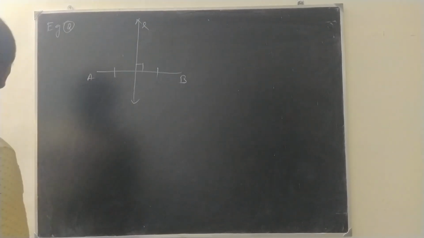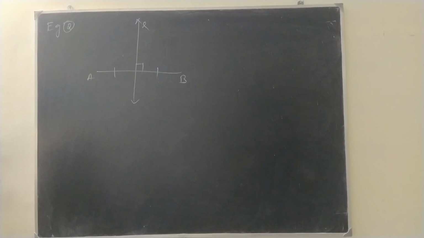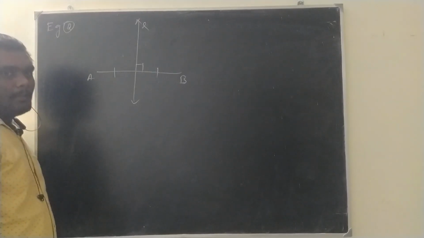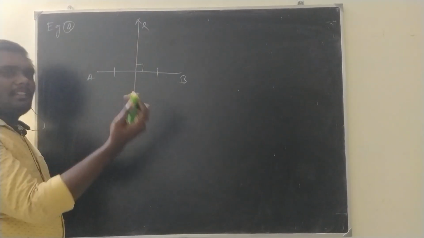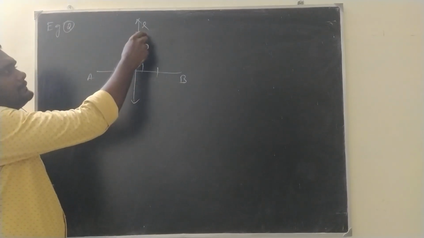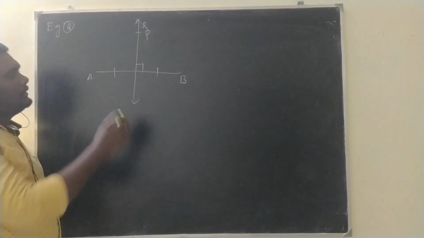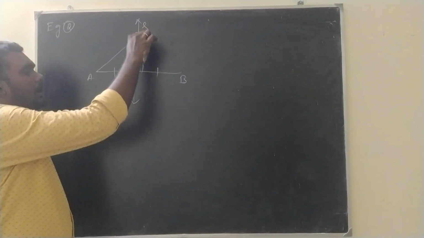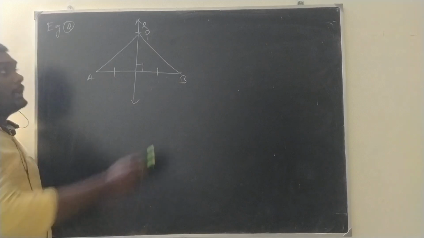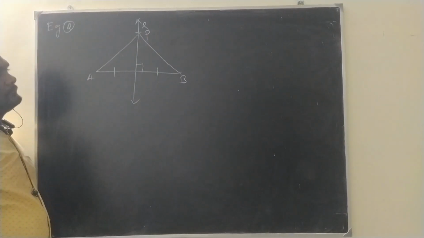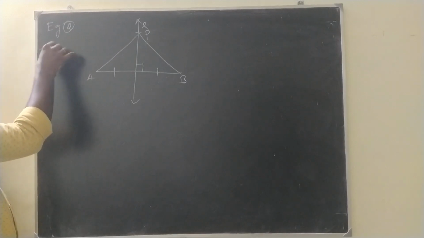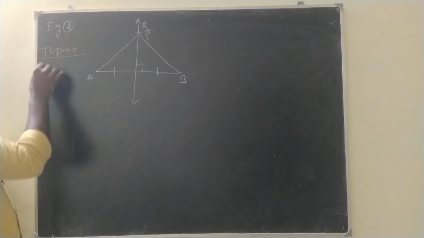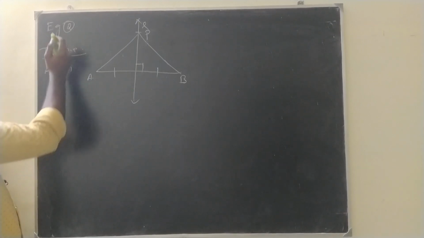And we need to prove: if a point P lies on L, show that P is equidistant from A and B. So when they say point P lies on L, it may be here or there, either way we'll take. I am taking here. Point P lies on L. Prove that the point P is equidistant from A and B, which means we need to prove that AP is equal to BP.